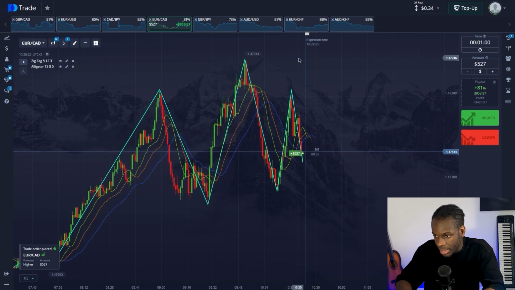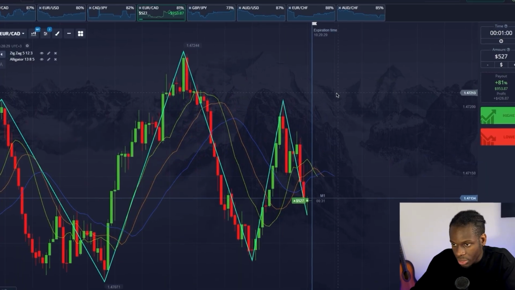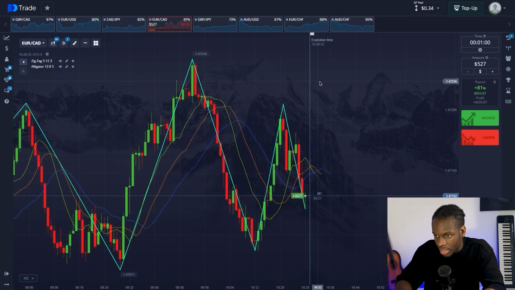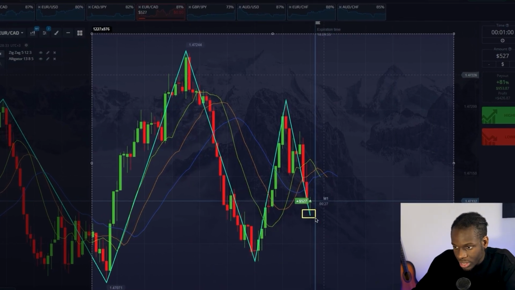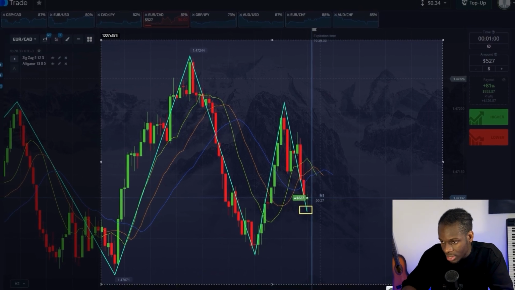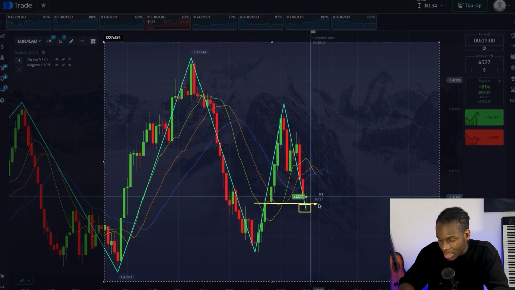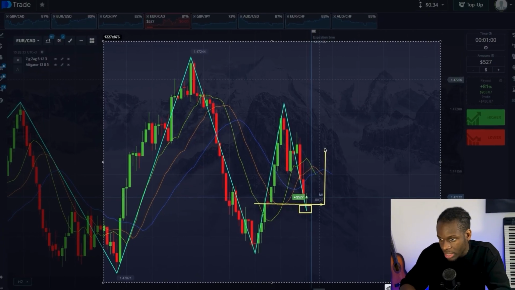Okay, so we took a buy here, guys. We took a long order here. And for this, we're following the zigzag. So we can see that the market has updated the local minimum. And so we can expect price to go up after the local minimum has been updated.